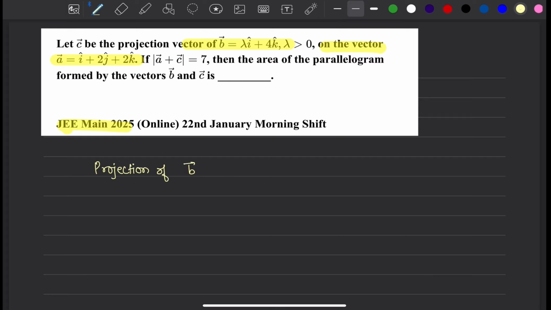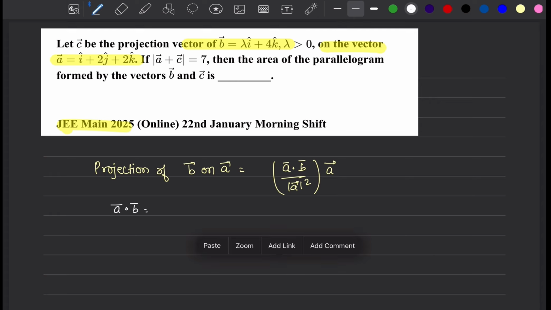Okay, so the formula was: projection of B vector on A vector is equal to A dot B upon magnitude of A square, multiplied with A vector. So here you first have to calculate A dot B. So A dot B, if we see, we are getting lambda plus 8. Magnitude of A is given to us as 3.